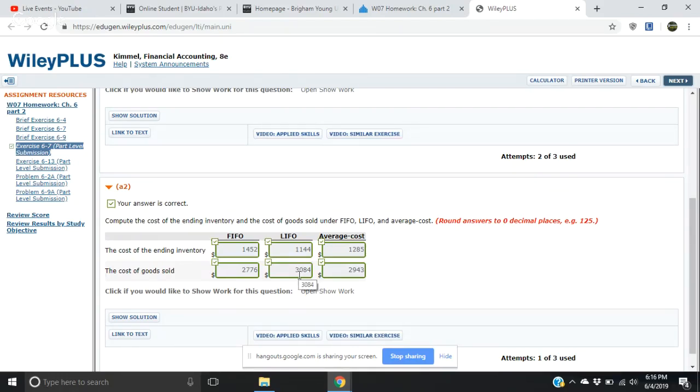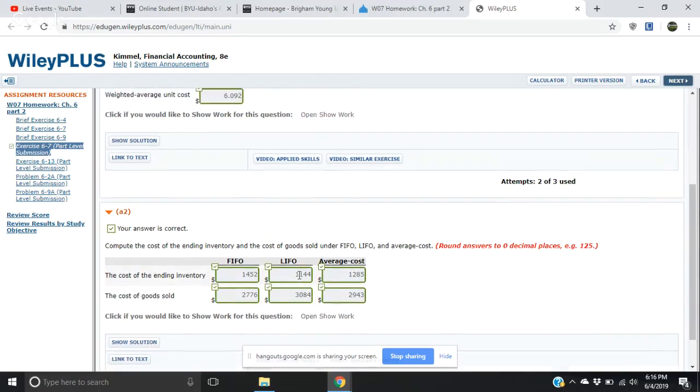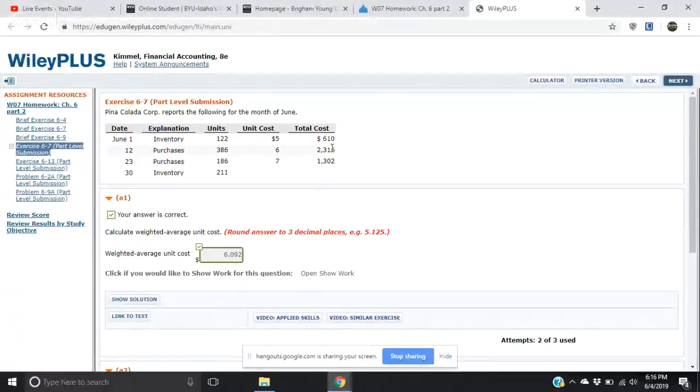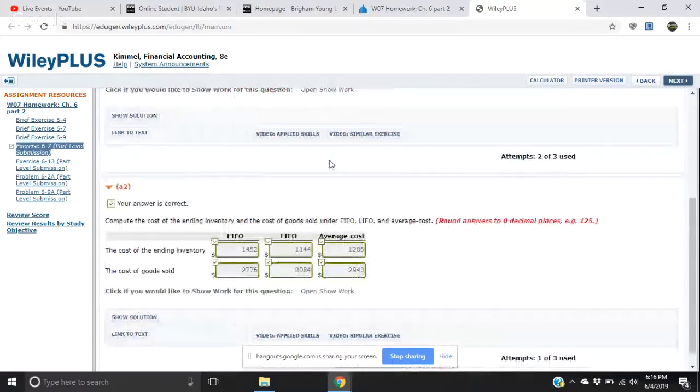And the cost of goods sold is the difference of the cost of goods available for sale, which is 4,228, and we subtract 1,144, and we get 3,084.